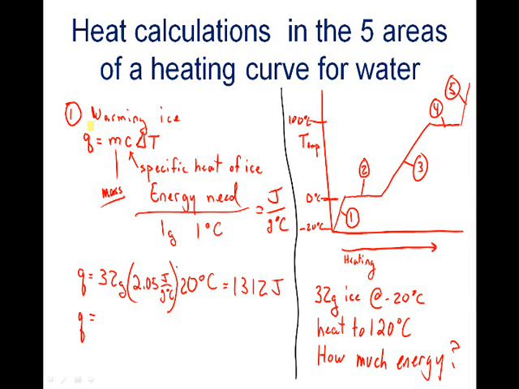So we're going to learn a little bit about heat calculations by looking at this problem. If we have 32 grams of ice at a temperature of 20 degrees below the freezing point, and we heat that up to 120 degrees, how much energy will that process require?